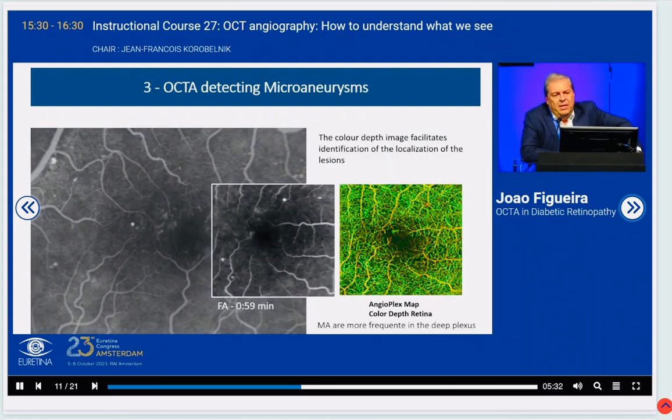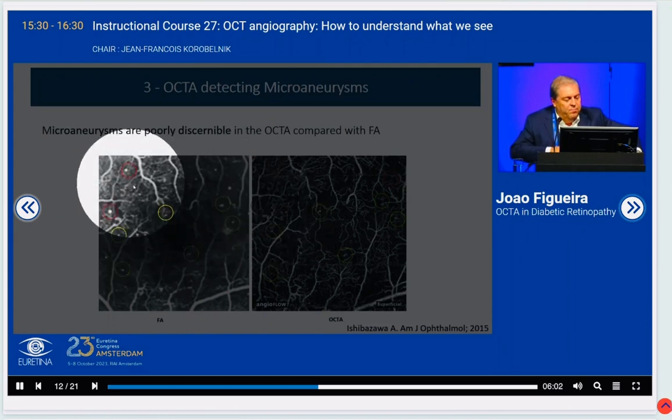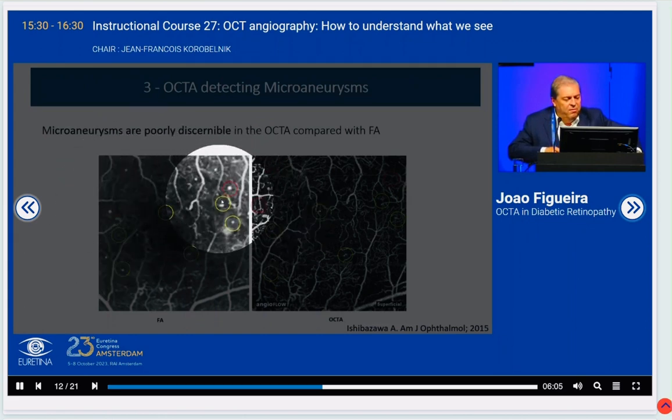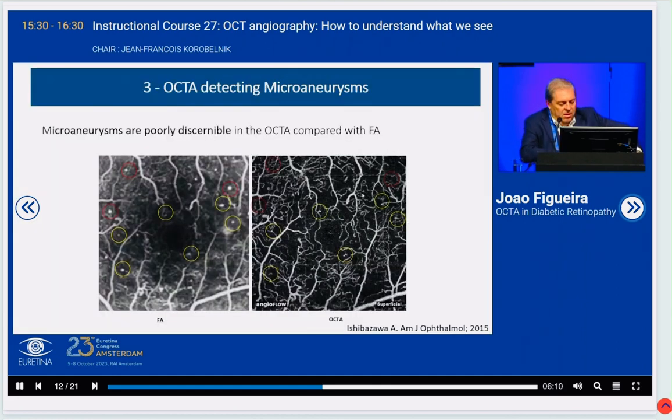Regarding OCTA and the ability to detect microvascular alterations, one of the earliest alterations is the microaneurysm, and OCTA can detect them in the deep capillary plexus, especially using the color map OCTA image, but unfortunately it is less sensitive than conventional angiography. As you can see, in the red circles we can identify microaneurysms in fluorescein angiography, but we cannot see them in the OCTA image.